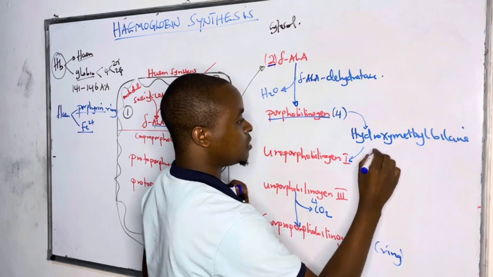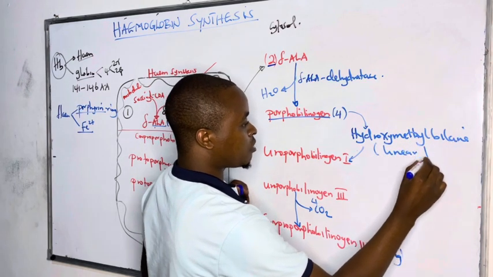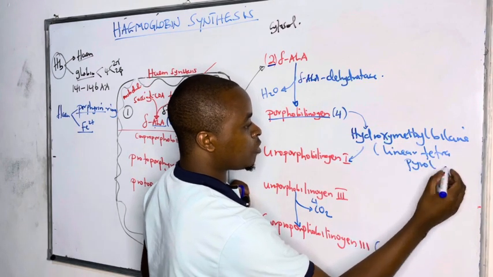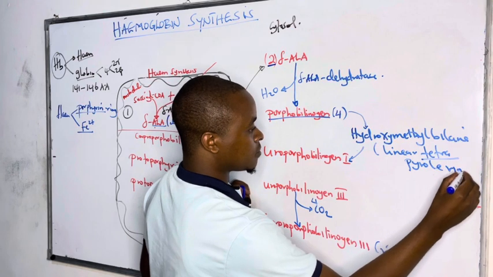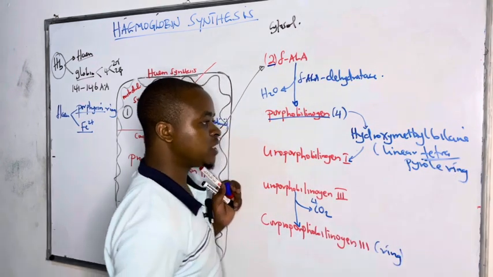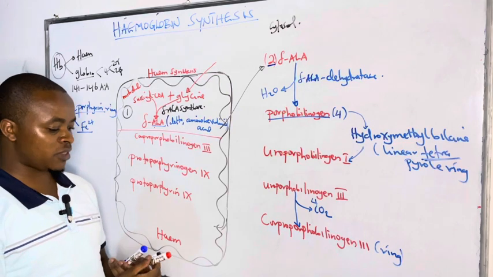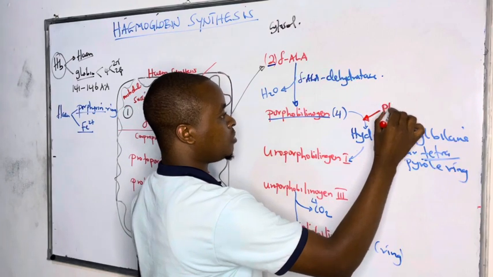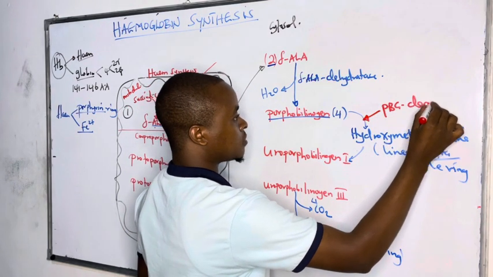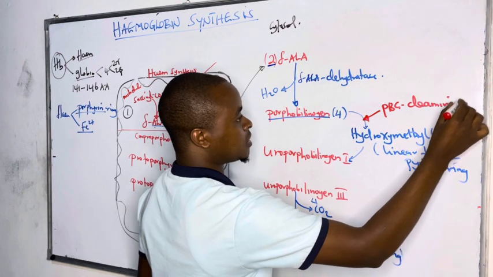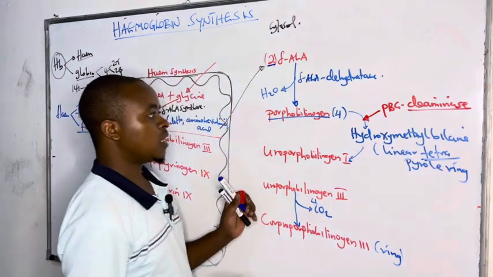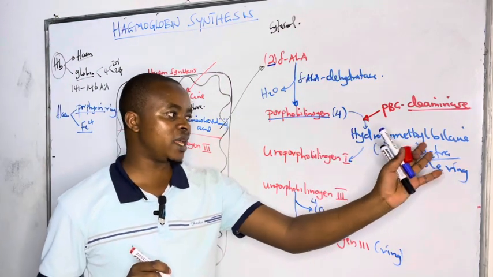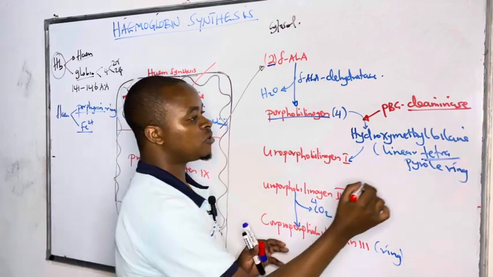Bilane is an intermediate which is a linear tetrapyrrole. So it has four pyrrole rings. This is hydroxymethylbilane, which is an intermediate, and it is formed by the reaction of the enzyme porphobilinogen deaminase. So we see porphobilinogen deaminase enzyme combining four molecules of porphobilinogen, forming hydroxymethylbilane, which is a linear tetrapyrrole.